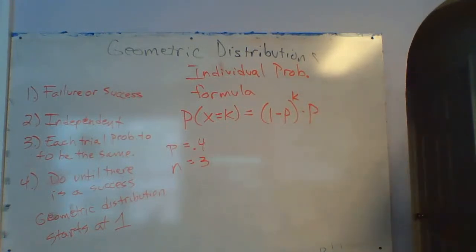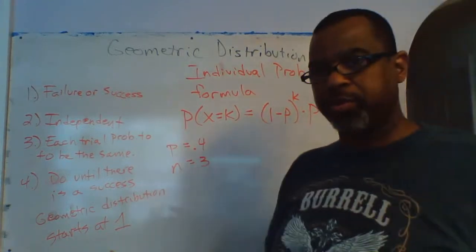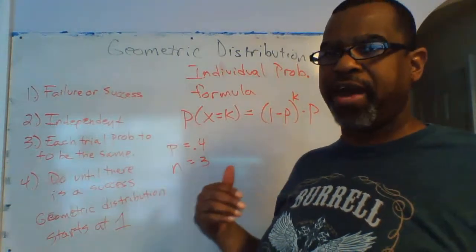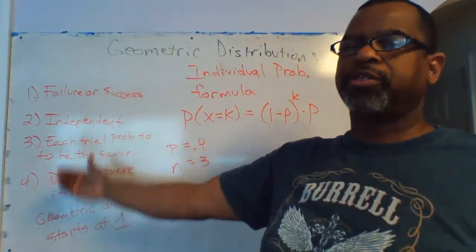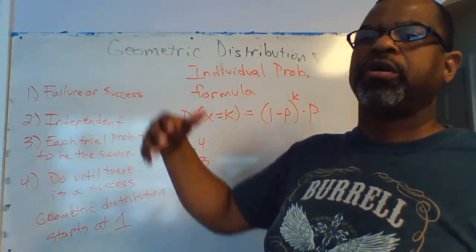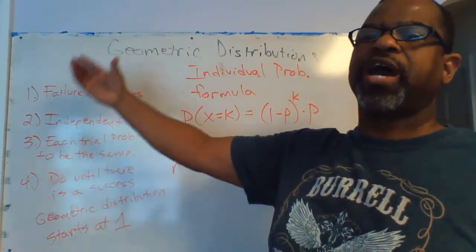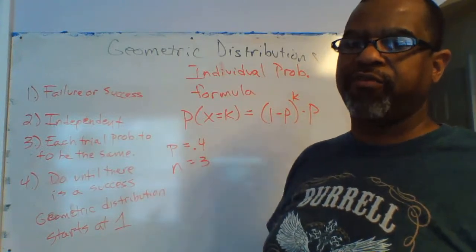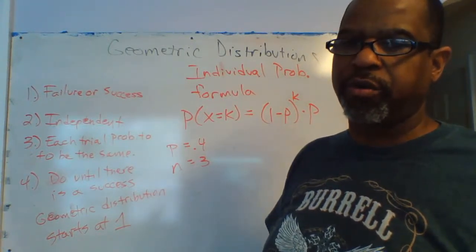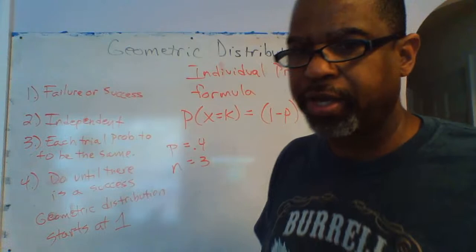So now this is just for individual, and that's the only thing they have in your book. But I'm going to show you how to find the individual. I'm going to show you how to do greater than, and I'm going to show you how to do less than or equal to. It's not in the book, but I have a formula for it. It used to be in the old books. I don't know why they took it out.